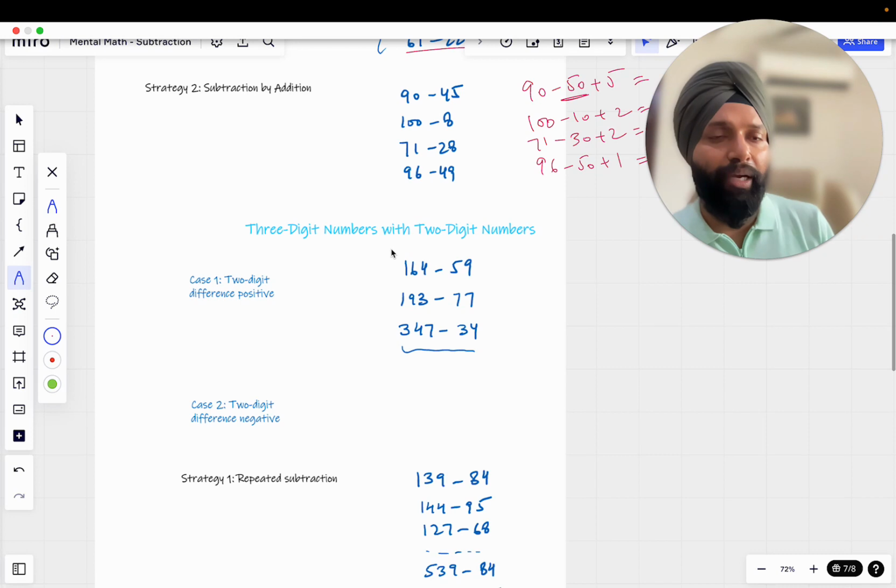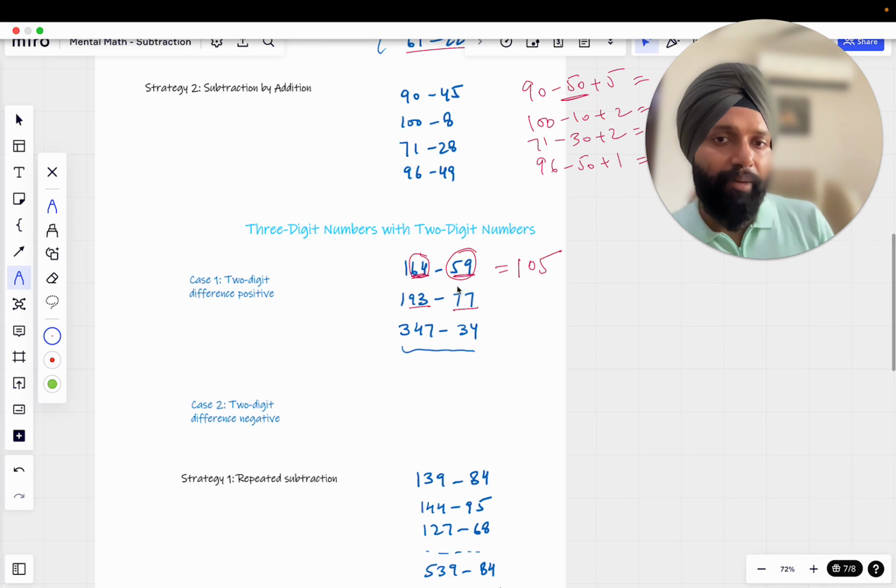So here the way I do subtraction is not one digit at a time, but I look at these 2 digits in one go. So case 1 is the 2-digit difference is positive. So 64 is bigger than 59, 93 is bigger than 77. This is how I'm looking at it. So if this is the case, the hundreds digit remains the same, and whatever difference we get, 64 minus 59 is 5. So this is the answer.